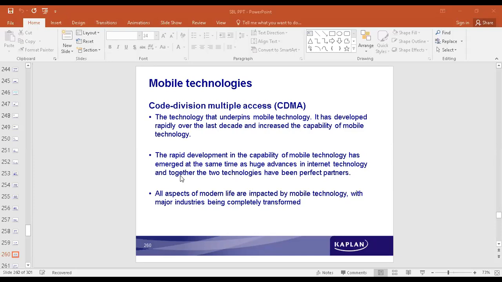The mobile technology has developed so well of late. All aspects of modern life are impacted by mobile technology, with major industries being completely transformed.